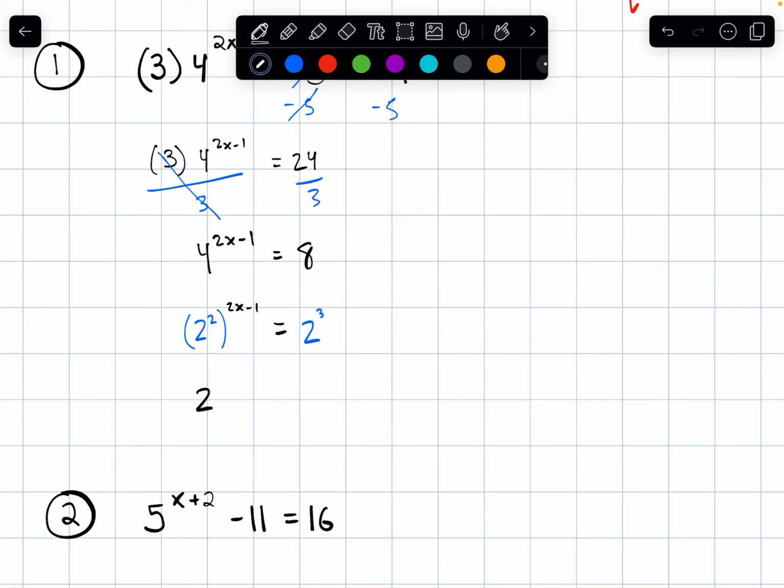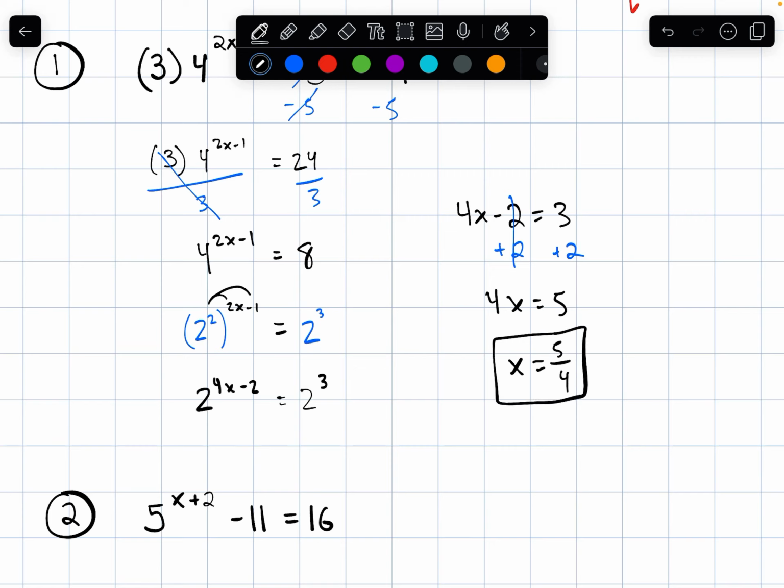We can do a little distributing, so 2 to the 4x minus 2 equals 2 to the 3rd. I just distributed this 2 to both parts. And now because I have the same base, I'm allowed to say that the exponents are equal. So 4x minus 2 equals 3. We're going to go ahead and add 2 on both sides. And we see that 4x equals 5. And then if we divide both sides by 4, we just get x equals 5/4.